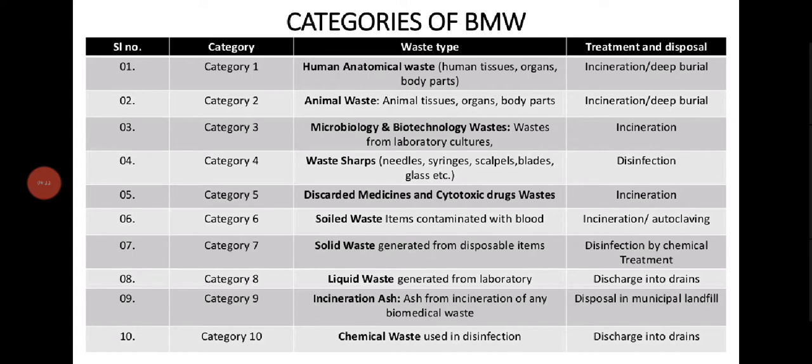Category 6, soiled waste, items contaminated with blood. This will be incinerated and autoclaved. First you will autoclave, then sometimes you will incinerate it. Category 7, solid waste generated from disposable items, treated by chemical disinfection. Category 8, liquid waste generated from laboratory, you will discharge it into drains. Okay. Category 9, incineration ash, that is ash from incineration of any biomedical waste, you will dispose of it in a municipal landfill. Category 10, chemical waste used in disinfection. You will discharge it into the drains.